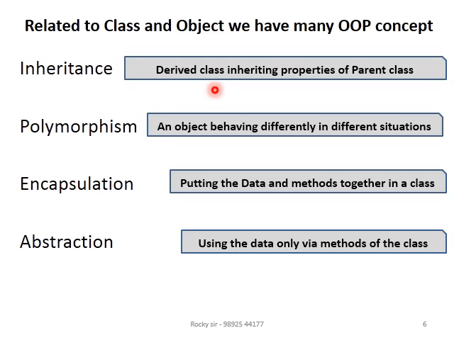In a simple sense, when I derive some properties from my parent, I am said to be inheriting from my parent. When I behave differently in different situations, I am exhibiting a property called polymorphism. When I put data and methods together in a class, I am showing a property called encapsulation. And lastly, when I am using the data in a class only via the methods of the class, I am showing a property called abstraction. Please don't worry, they seem confusing, but we are going to see examples for each.